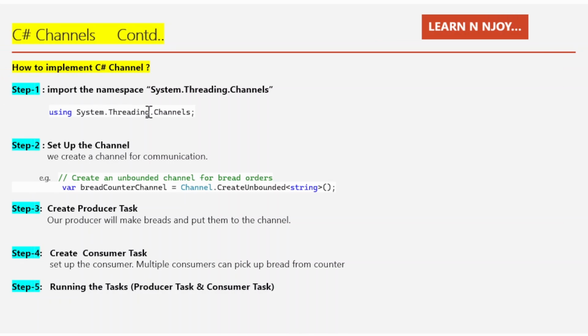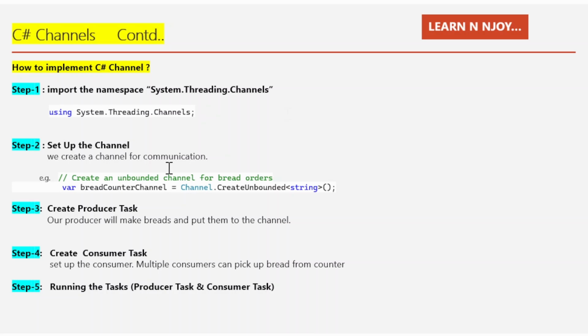Now it's time for an interesting question. How to implement a C# channel? It's very easy. We need to follow just 5 steps. What are those steps? Step number 1. Import the namespace System.Threading.Channels. So we need to write something like this: using System.Threading.Channels. And why are we importing this namespace? Because the channel class resides in this namespace. So this is step number 1.